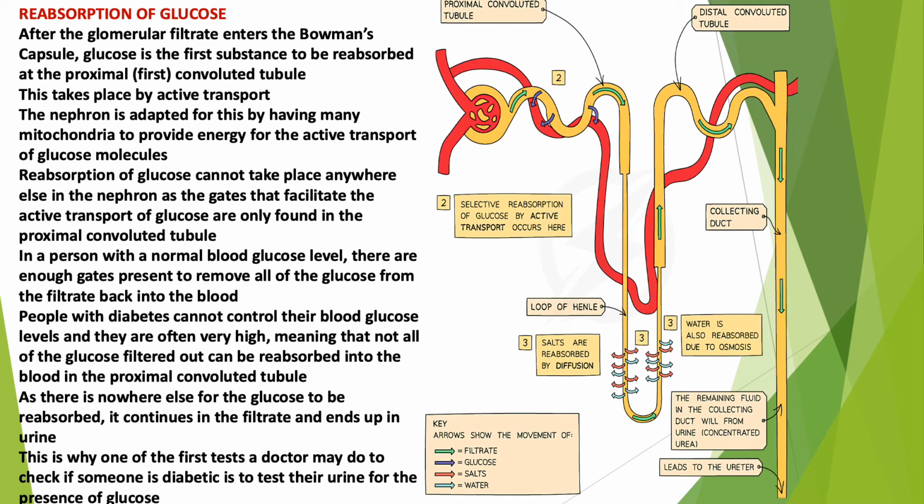People with diabetes cannot control their blood glucose levels and they are often very high, meaning that not all of the glucose filtered out can be reabsorbed into the blood in the PCT. As there is nowhere else for the glucose to be reabsorbed, it continues in the filtrate and ends up in urine. And this is the reason why one of the first tests a doctor may do to check if someone is diabetic is to test their urine for the presence of glucose.